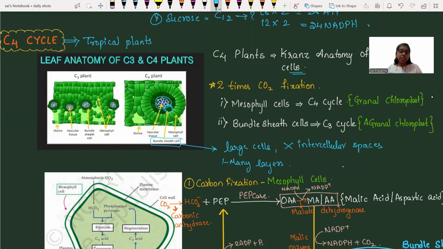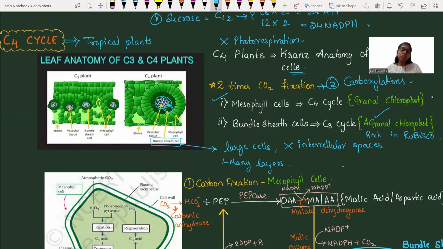These bundle sheath cells contain agranal chloroplasts, which don't have any grana, and they are rich in Rubisco. Clear? And the other cells are mesophyll cells. This Kranz anatomy will help them not to conduct photorespiration. So in the C4 cycle, two carboxylations will happen.